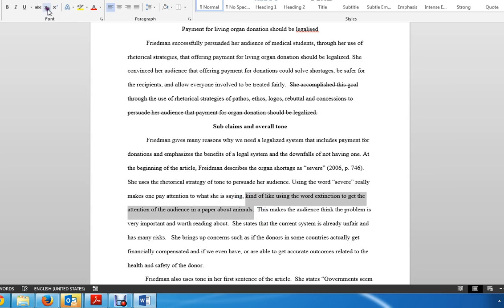Okay, that is that when we're dealing with that concise writing. She states that the current system is already unfair, as many. She brings up concerns. You're telling us all these things she's doing, but you're not proving it. I want quotes from her article to show that she's actually doing all these things you're saying she's doing. But to what purpose is she doing all of this?